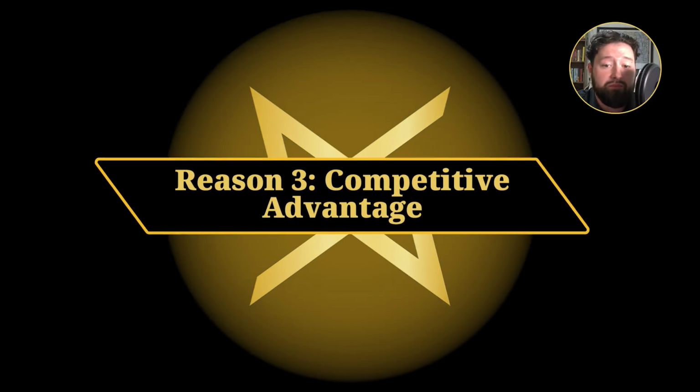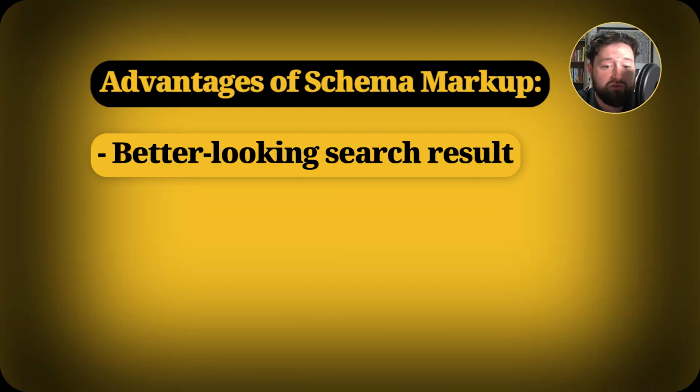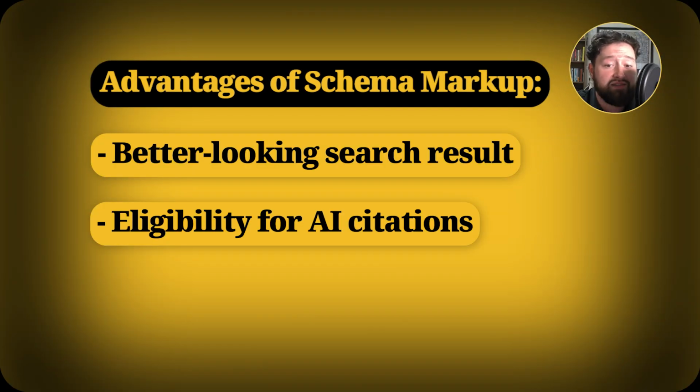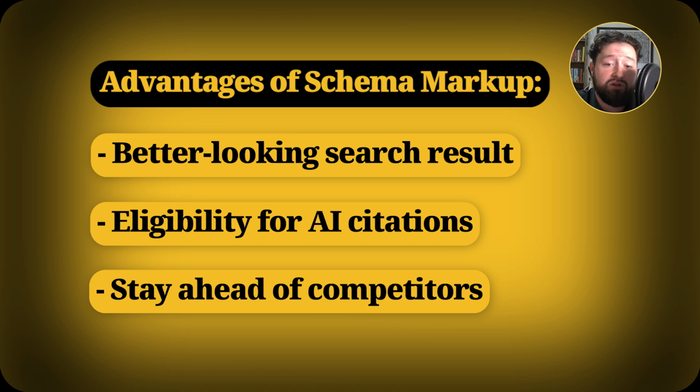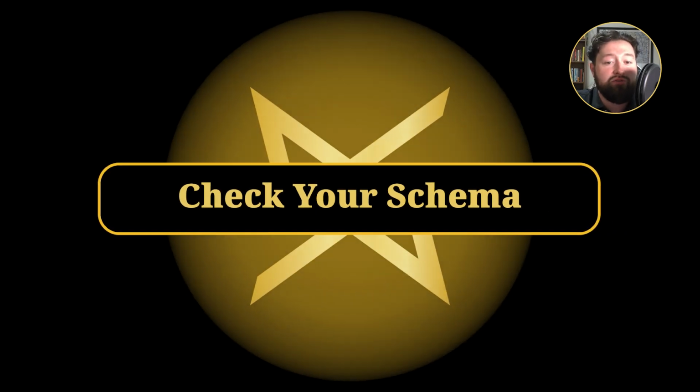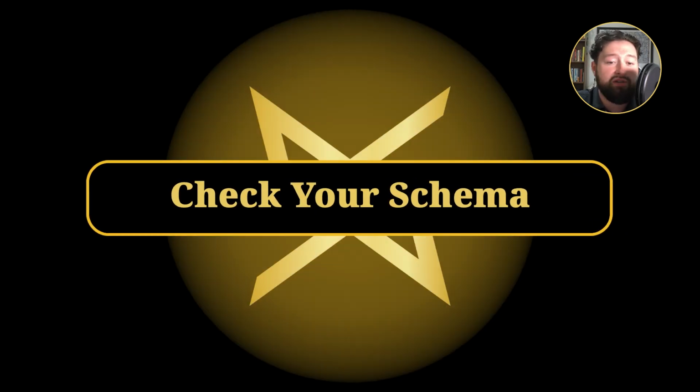Reason number 3, competitive advantage. Most small businesses do not have Schema Markup on their website. If you add it, you are immediately ahead of the majority of your competitors. It is one of those things where the bar is low and the payoff is high. So to recap, Schema gives you better looking search results, makes you eligible for AI citations, and puts you ahead of your competitors who are not doing it. Now, let me show you how to check if your site already has it. Now I'm going to show you 2 free tools that take about 30 seconds each.